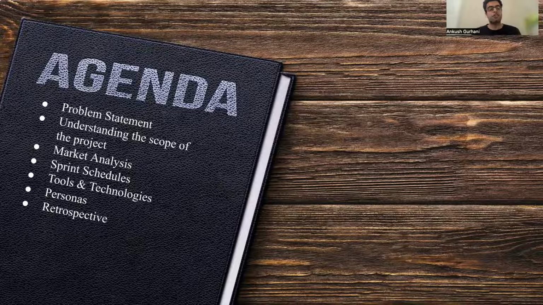The tools and technology that we are going to use in the development of this web app. Persona is the people that are going to be using the application. And retrospectives is what went well during the development process of the first sprint that we made as a team, and what we could change moving further in the project.